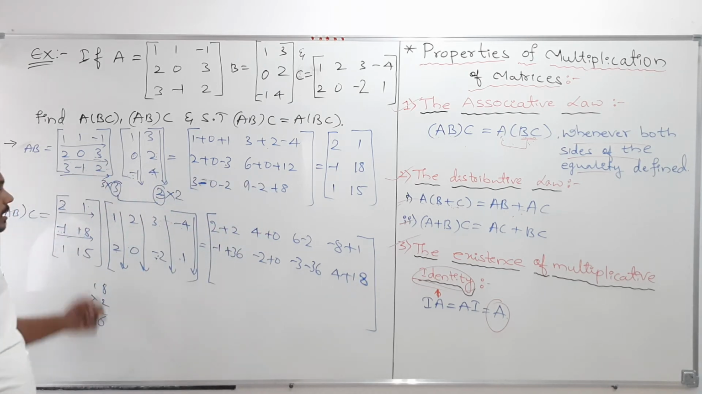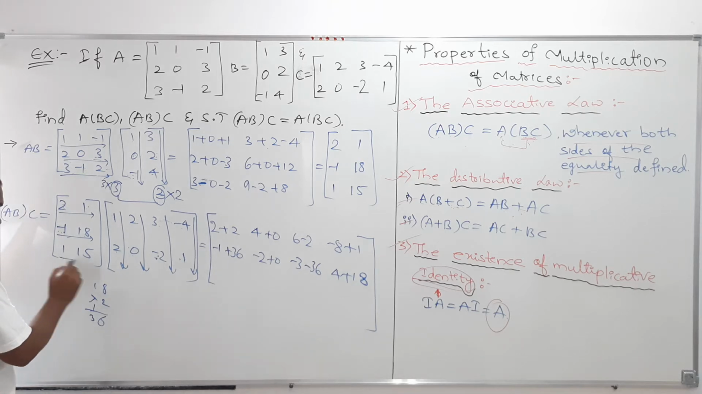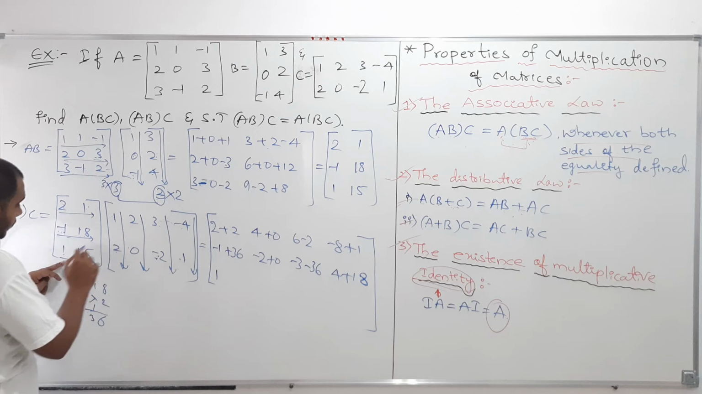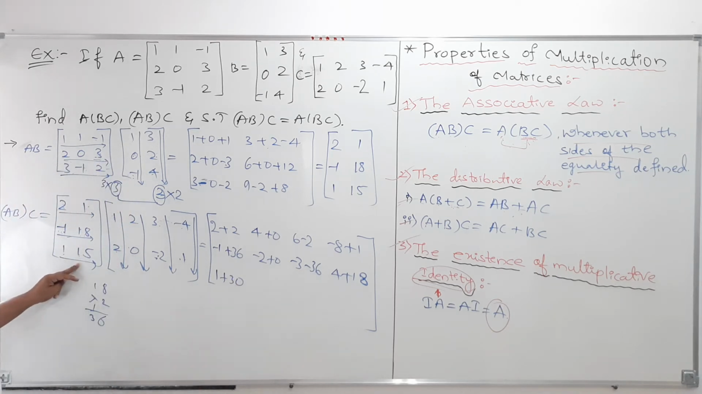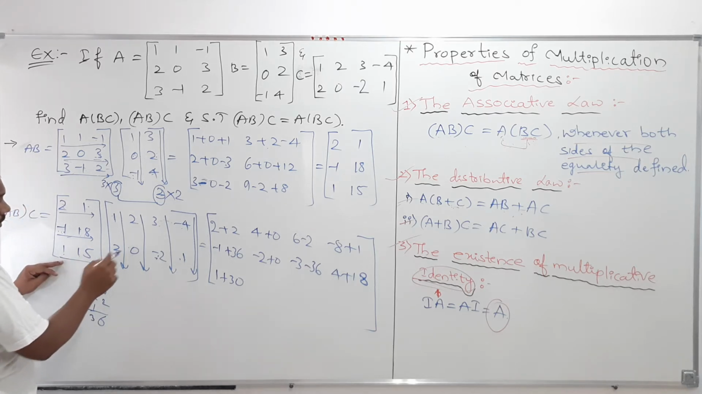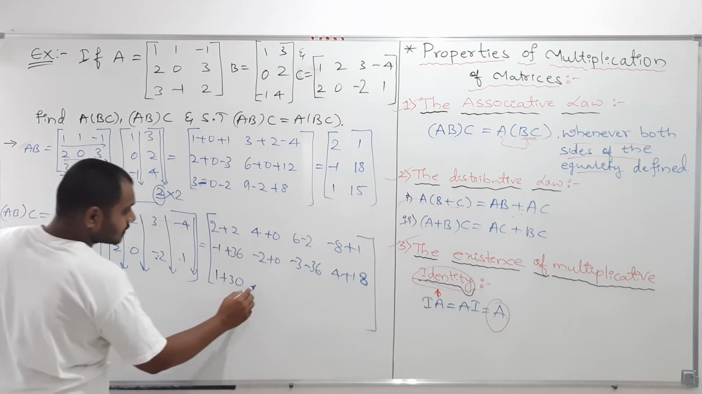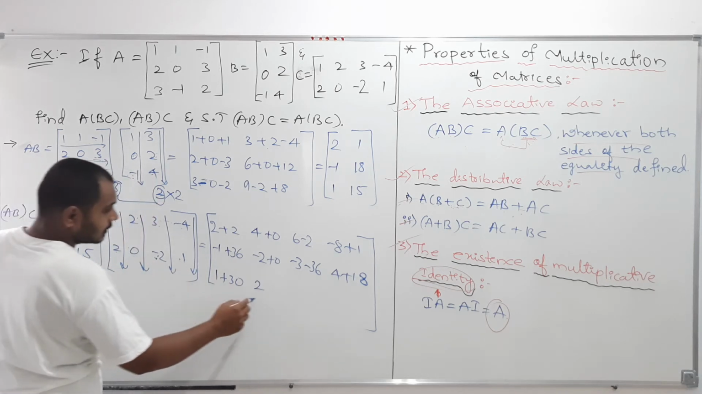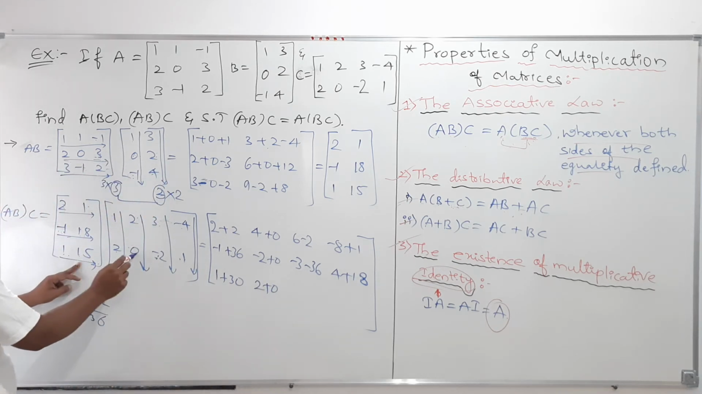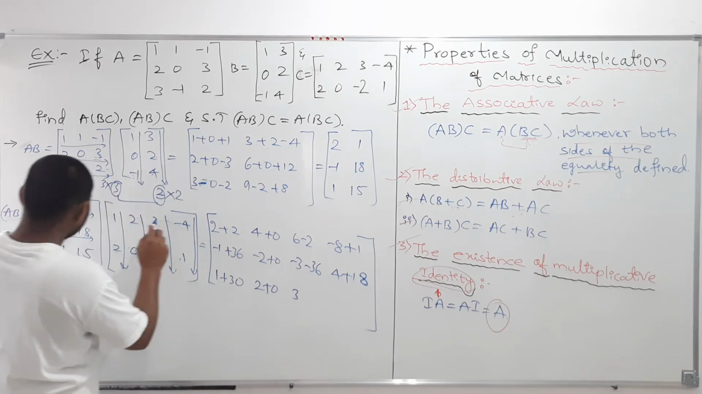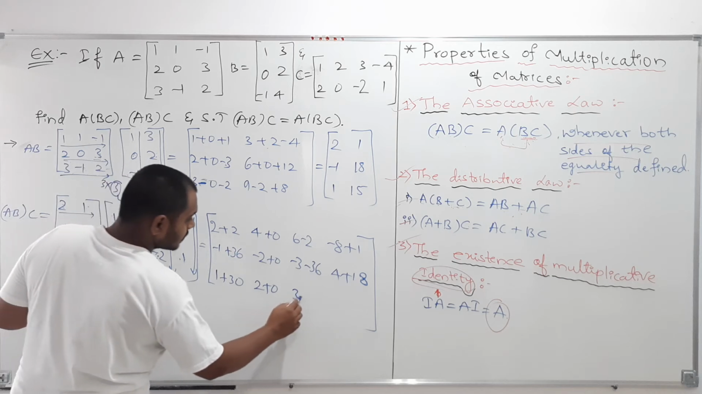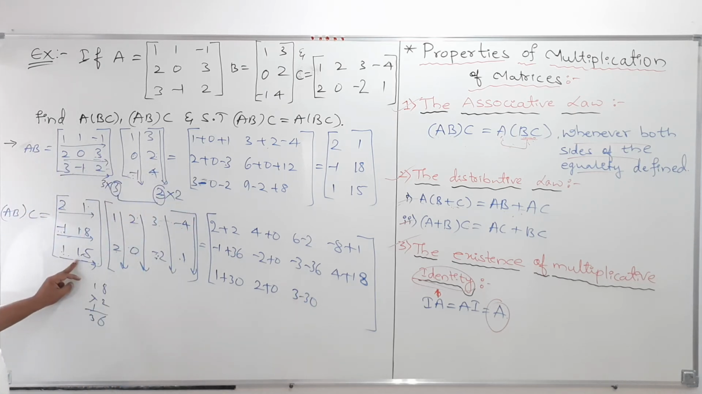That is AB into C. And next, my dear students, third row, first column. 1 into 1 is 1, plus 15 2s are 30. Clear? Third row, second column. 1 into 2 is 2, plus 15 into 0 is 0. Next, third row, third column. 1 into 3 is 3, plus minus minus 15 to the 30.